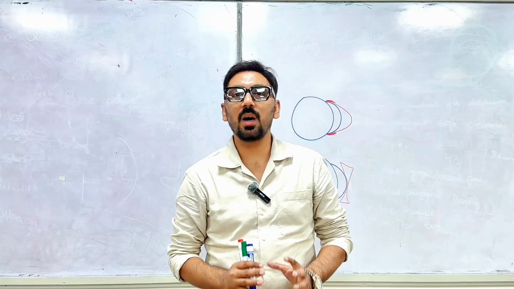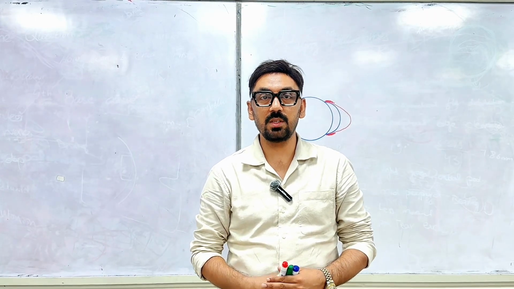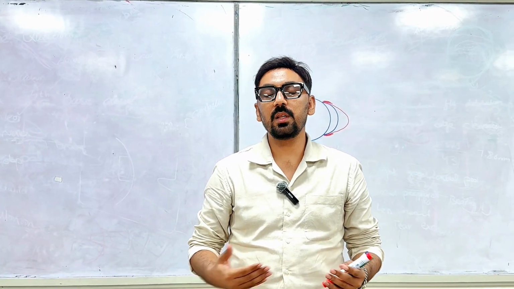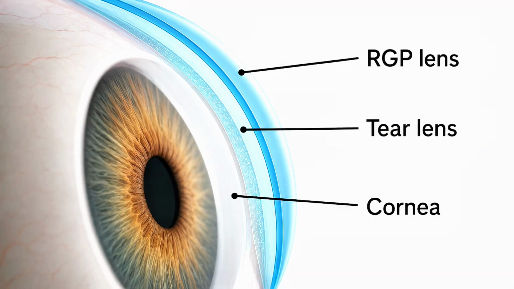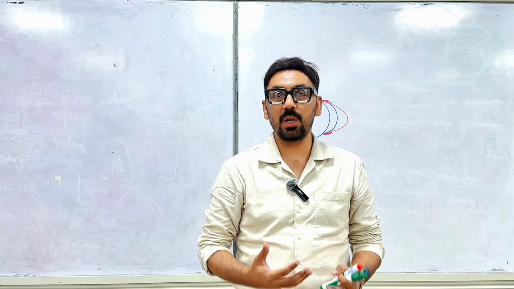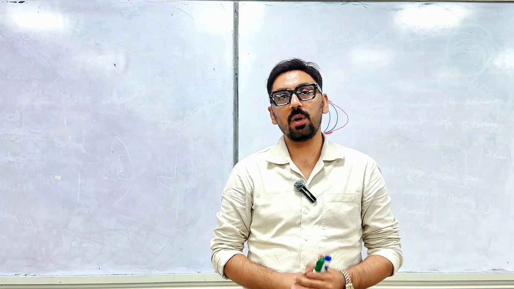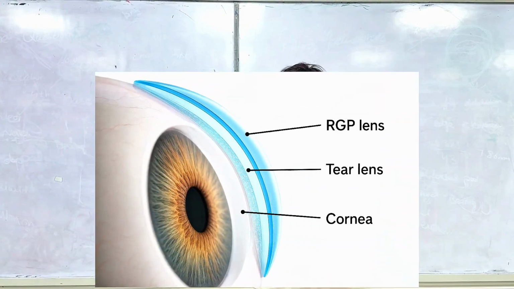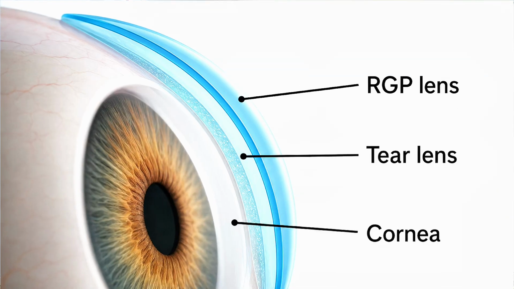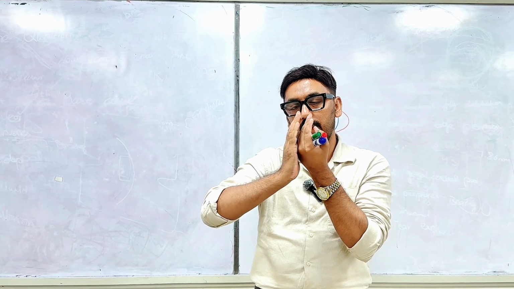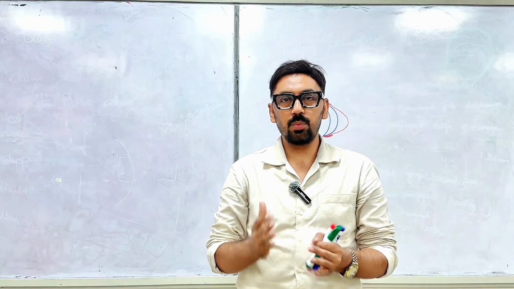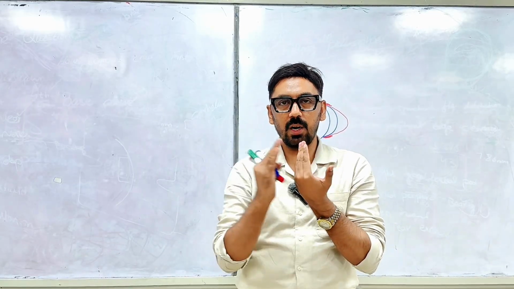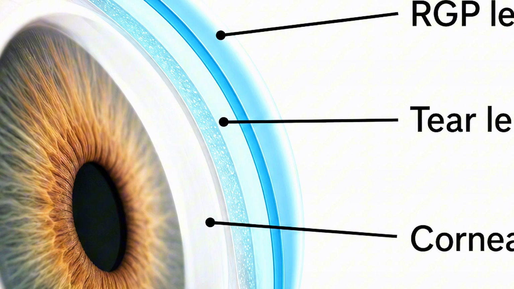Whenever we deal with RGP lenses, there are three different lenses placed in the eyeball. Number one is the cornea itself. The cornea is a lens carrying a specific power, right? The second one is the RGP lens. This is the cornea and this is the RGP lens, and the RGP lens is draped over the cornea like this. And number three is the lens between the cornea and the RGP lens, and that is called the tear lens, right?